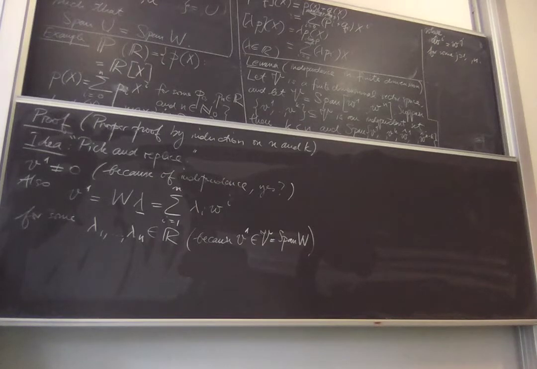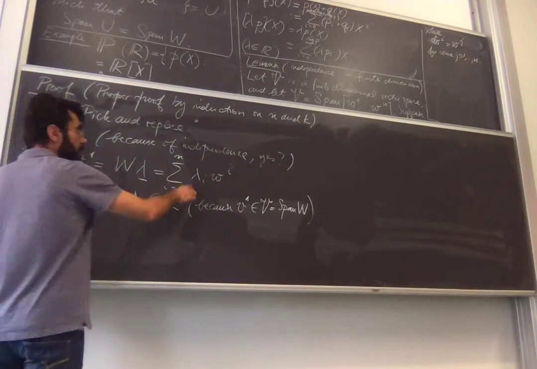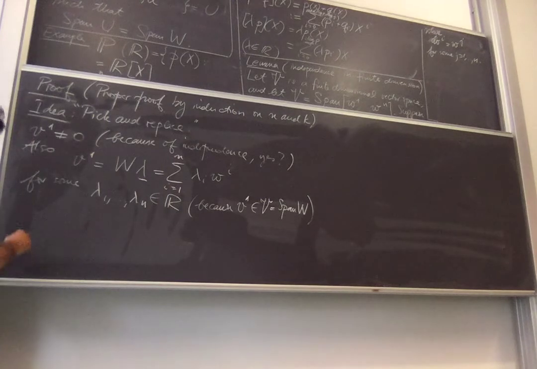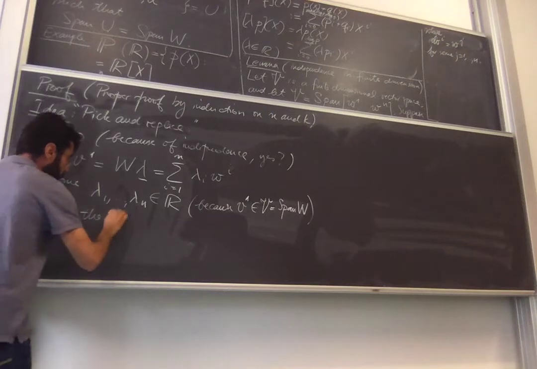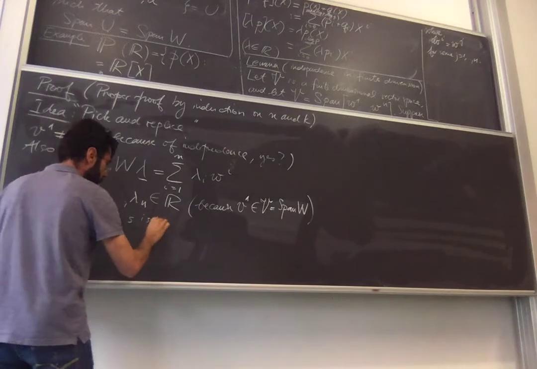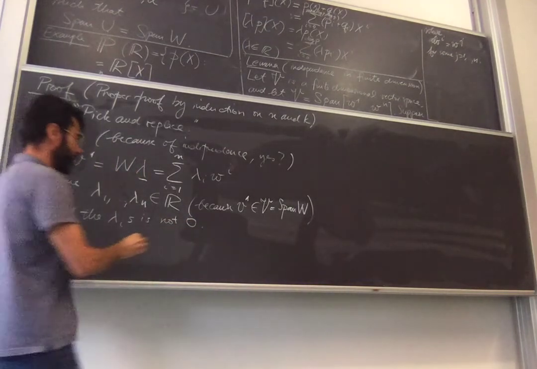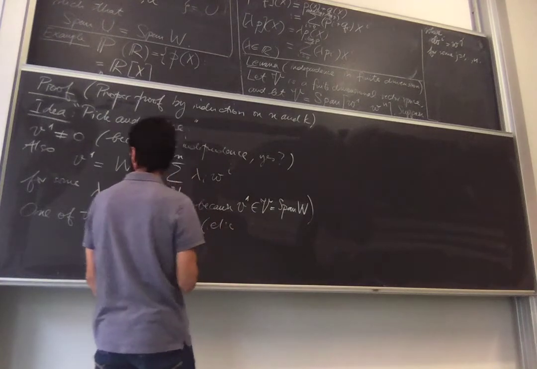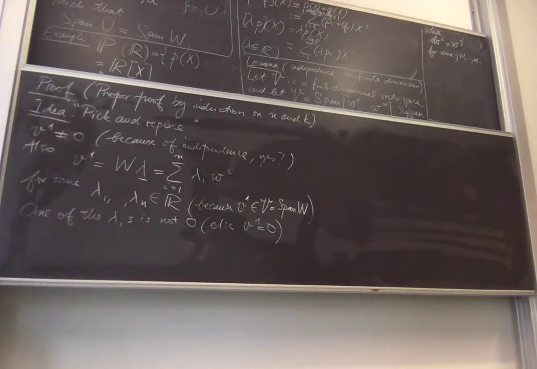But now one of these numbers is non-zero. One of the lambda_i's is not 0. Otherwise, V1 would be equal to 0. If they were all 0, then it would be the 0 vector. So one of them is not allowed to be 0.